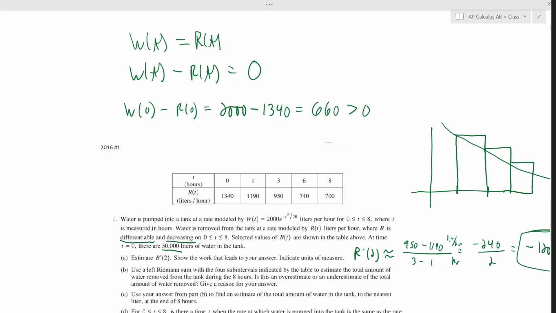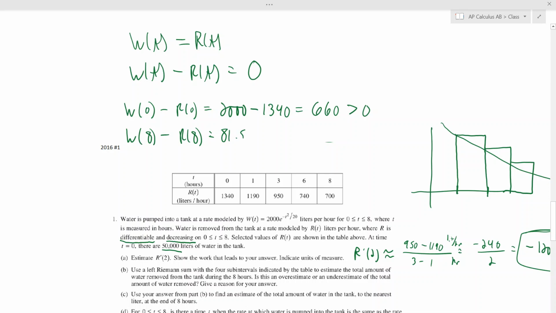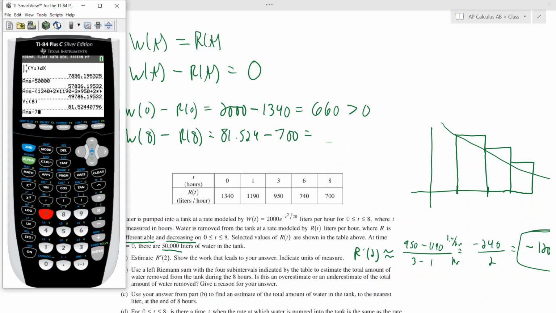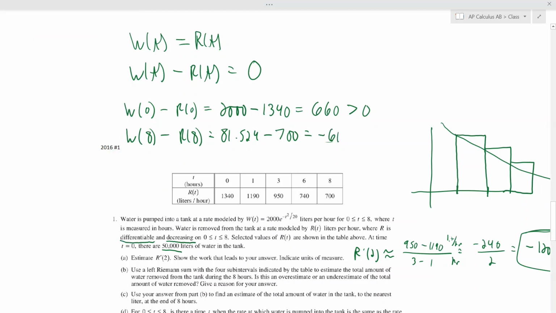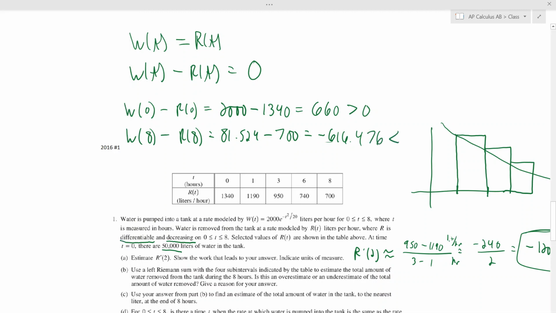If we do this at 8, W of 8 minus R of 8. This is going to be a negative number, but I have to find W of 8 because I need the calculator for that. So we need Y1 of 8. That happens to be 81.524 minus R of 8, which is 700. And you can see that's going to be negative. Let's just find it. Minus 700 is negative 618.4, so negative 618.4 something 476. But regardless, it's negative.